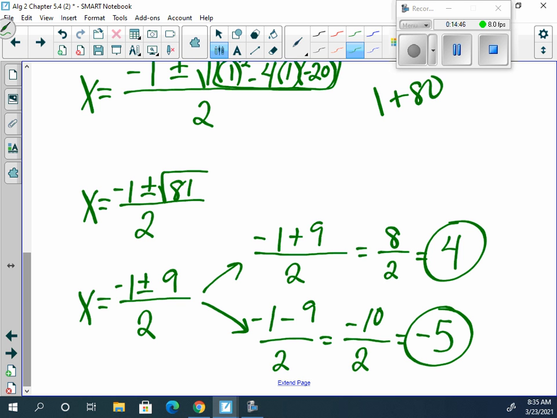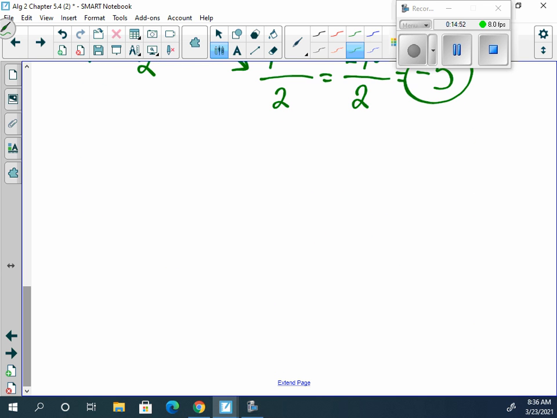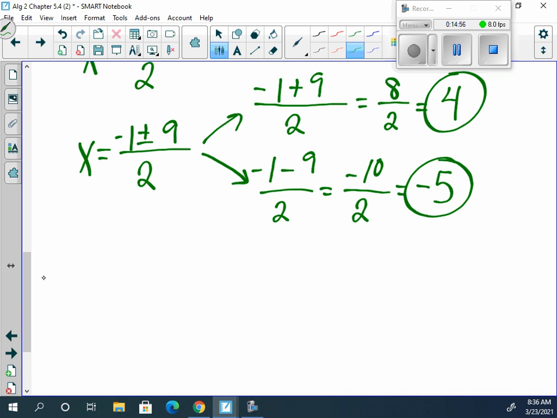Which one do we think will not work? Yes. Because when we look back at the original statement, I'm going to write in different colors. Our original statement was x is equal to the square root of 20 minus x. What do we know about radicals? What numbers cannot come out of a radical? Negative. They can't be negative.